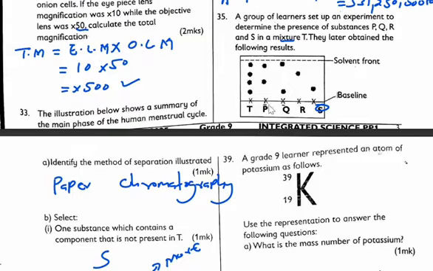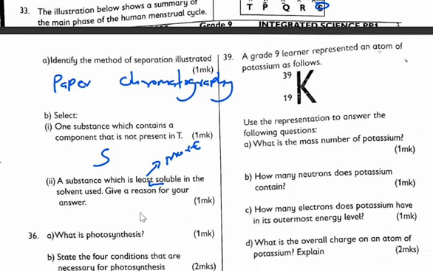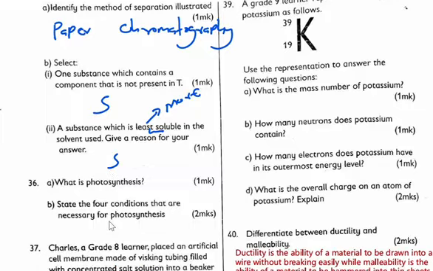Between P, Q, R, and S, which one traveled the shortest distance? P reached here, Q also here, R here. What about S? S is here. So S is the least soluble. You can see the distance traveled is short. So that is the answer to Roman 1 and Roman 2.